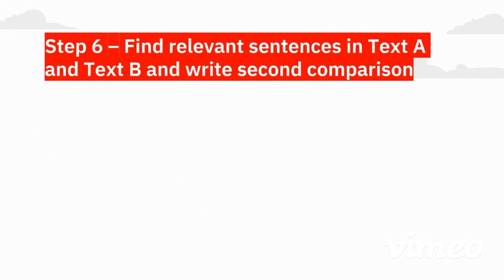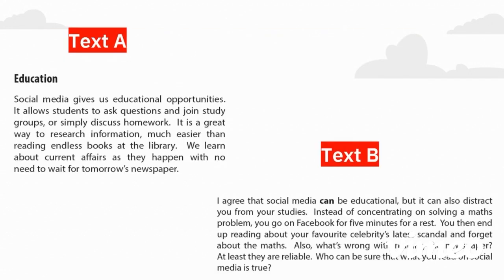Now, you actually need to write two whole comparisons. The first one should take a quote from text A and text B and put them together. The second comparison should do the same thing once again. So, we are going to find relevant sentences in text A and text B and write our second comparison.